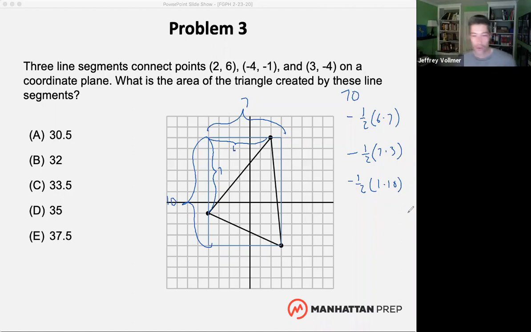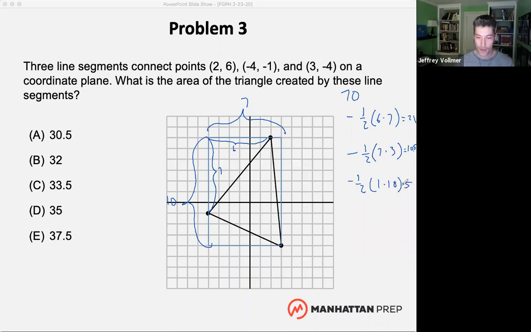So let's figure out what these are. Well, 1/2 times 6 times 7, that's 3 times 7. That's 21. Half of 7 times 3, 21, is 10.5. And 1/2 times 1 times 10 should be 5.